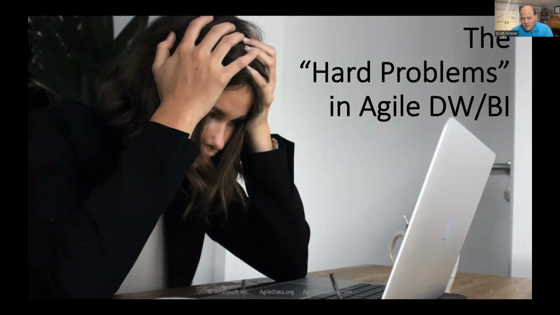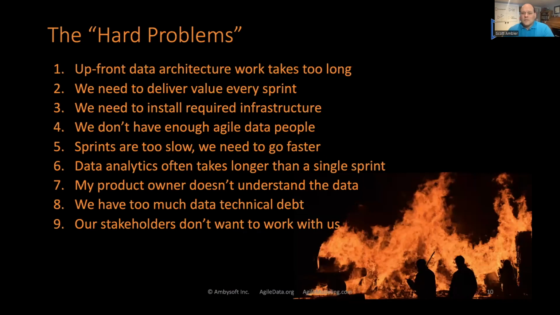So what are the hard problems? What are my top 9 hard problems in the DWBI space? From an Agile point of view, we have a few challenges. First, this upfront data architecture, the traditional stuff, takes too long. It just really does. We need to find more flexible ways of working. Second, the request to deliver value every sprint, every couple of weeks, is really hard, particularly when you're new to this, and particularly when you're at the very beginning of working on the first release of your overall data warehouse solution. The fact is, we need to install some infrastructure up front.